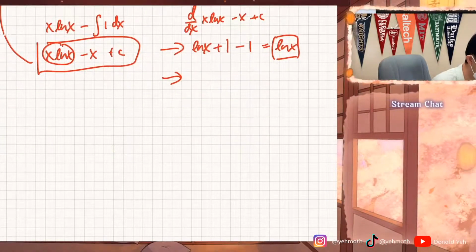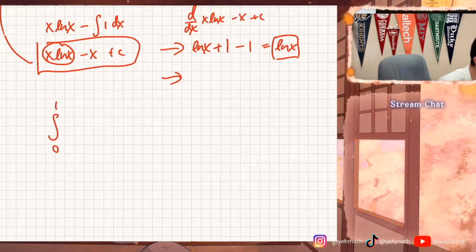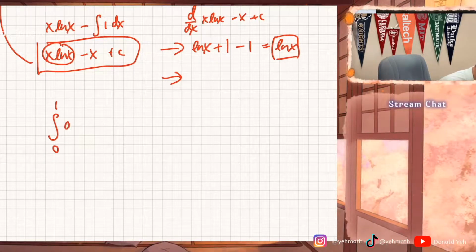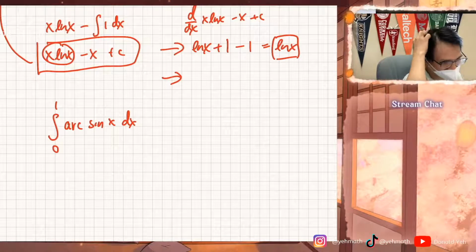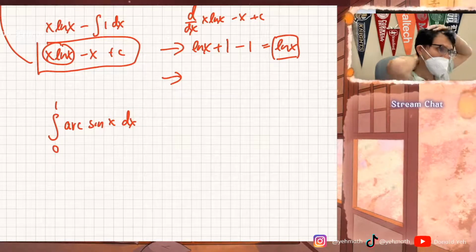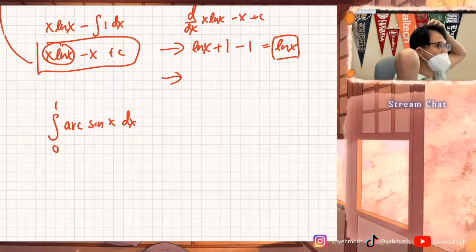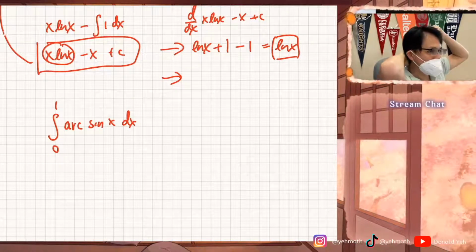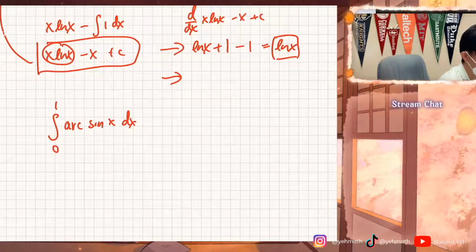Okay, so I want you to try the integral from 0 to 1 of arc sine x dx. You could even make it sine and do arc sine here, but the sine will be too easy. So you go ahead and try it. And there's also a boundary you have to worry about.